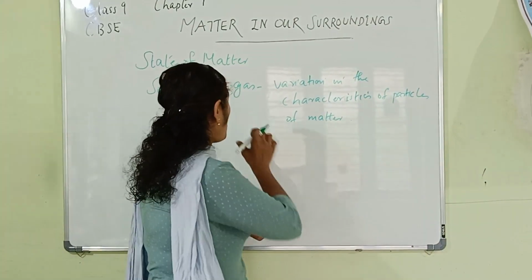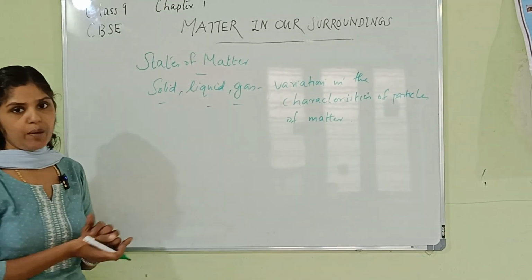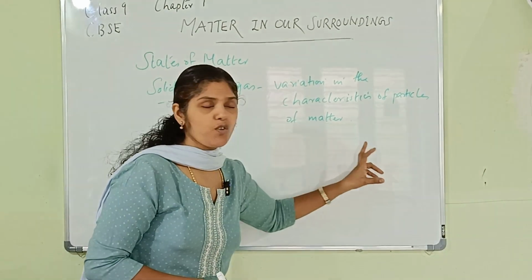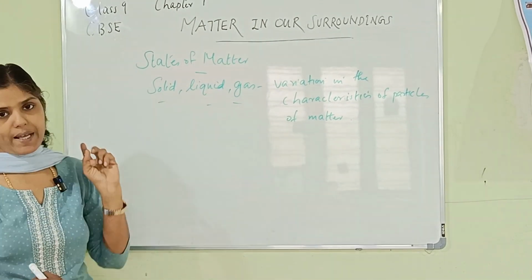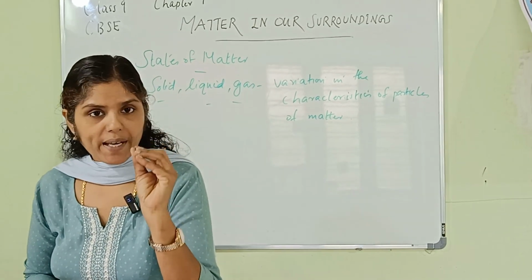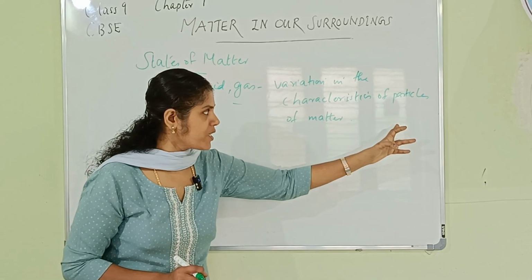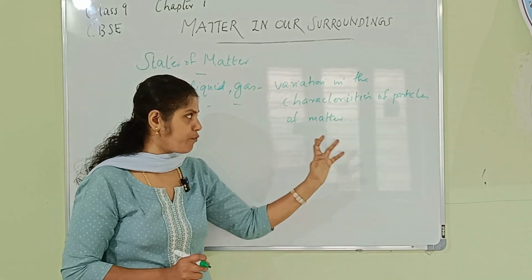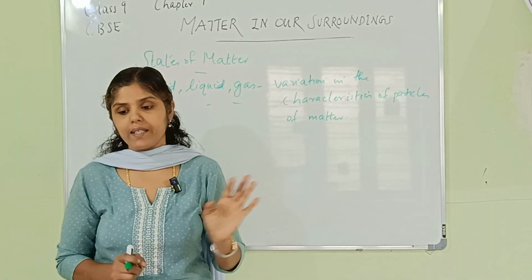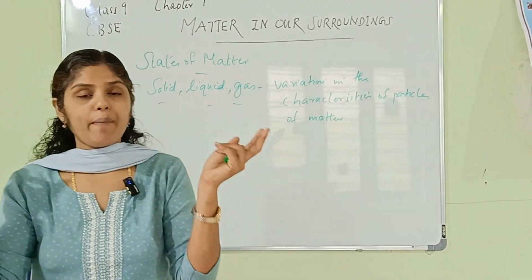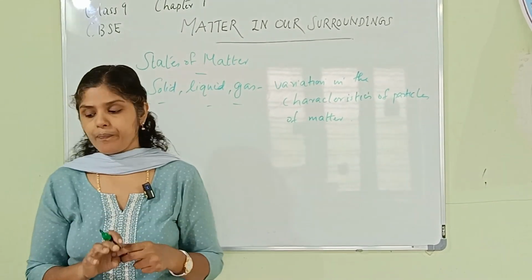It can be classified into three forms: solid, liquid and gas. By considering the characteristics of particles of matter, matter can be divided into solid, liquid and gas. These states of matter arise due to the variation in the characteristics of particles of matter. When such variations occur, matter exists mainly in three forms: solid, liquid and gas. That's why we can see different kinds of matter within us, or within our surroundings.